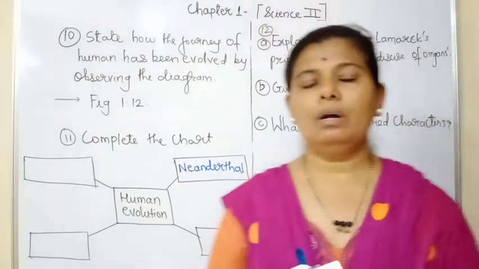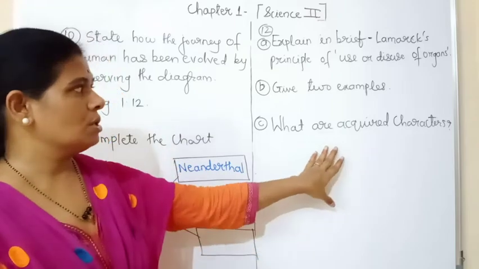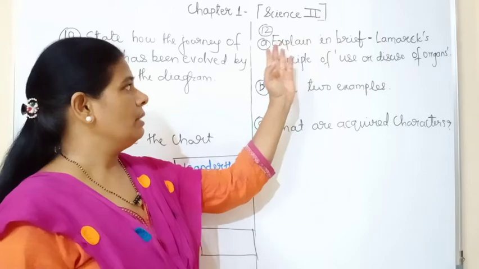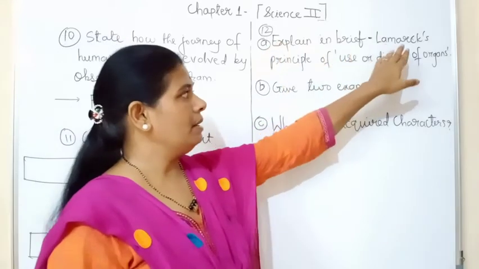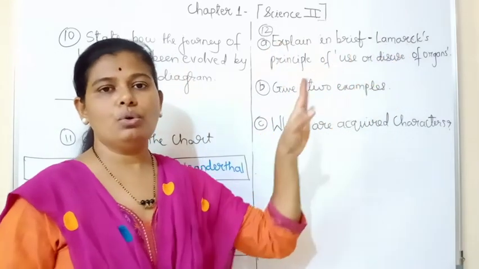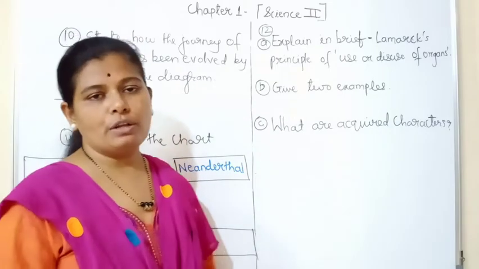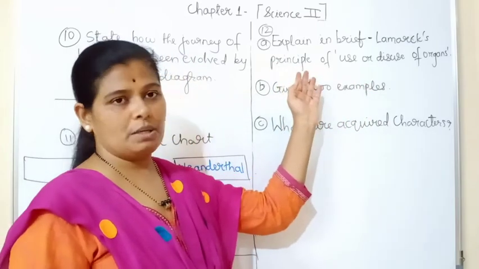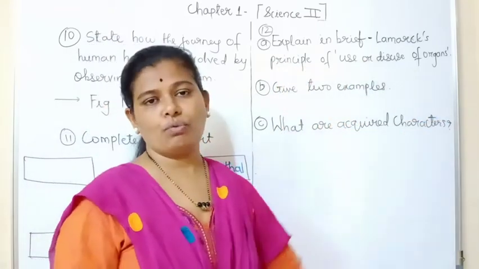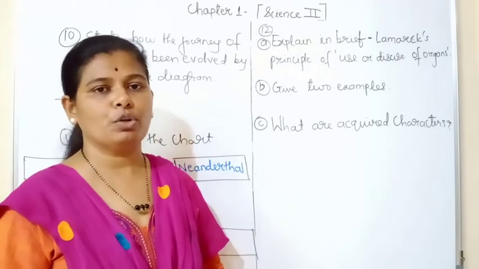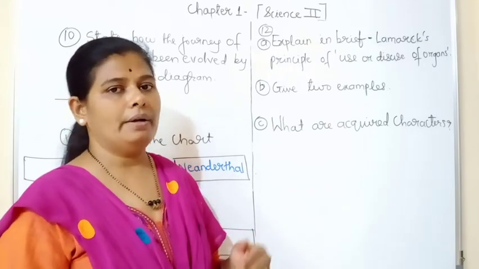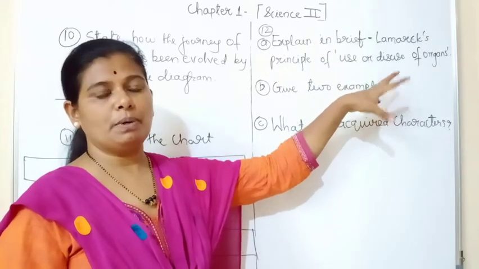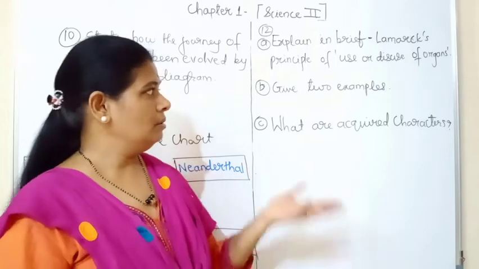Now we will go towards the last question. For this question the diagram is not given. They have directly asked you to explain in brief the Lamarck's principle of use or disuse of organs. As all of you know, this principle of use or disuse of organs was put forth by the scientist Lamarck, and you have to explain this principle in detail, and you have to learn it.